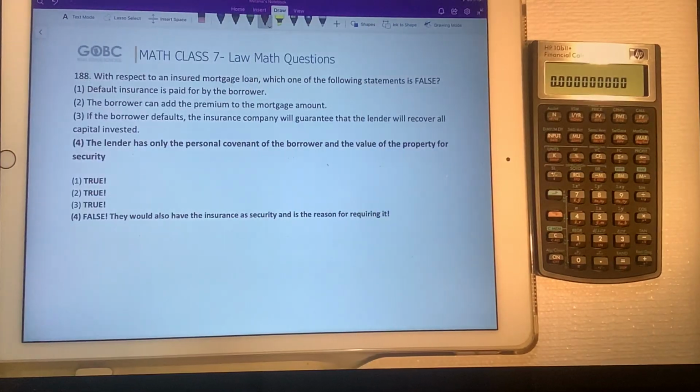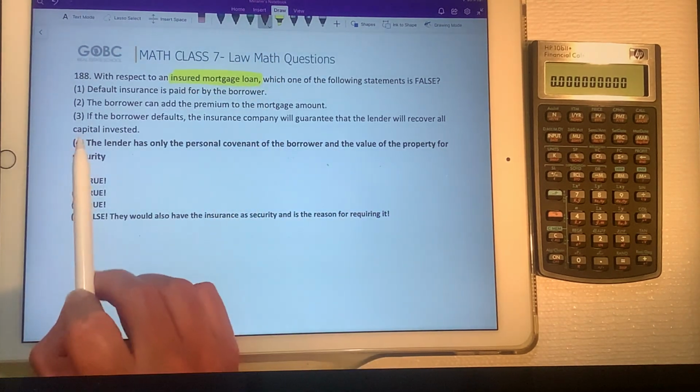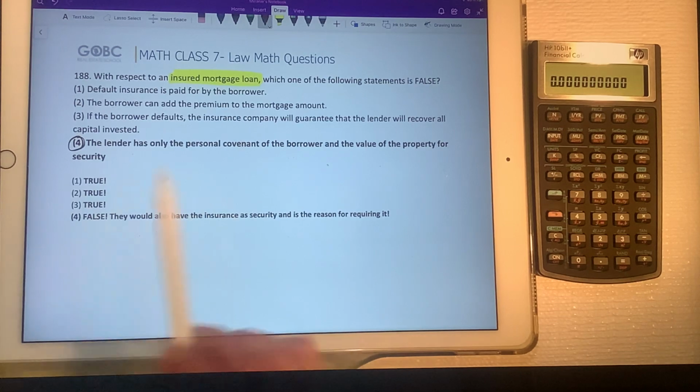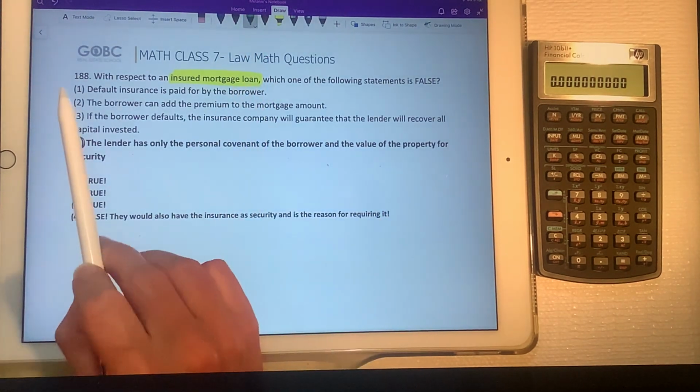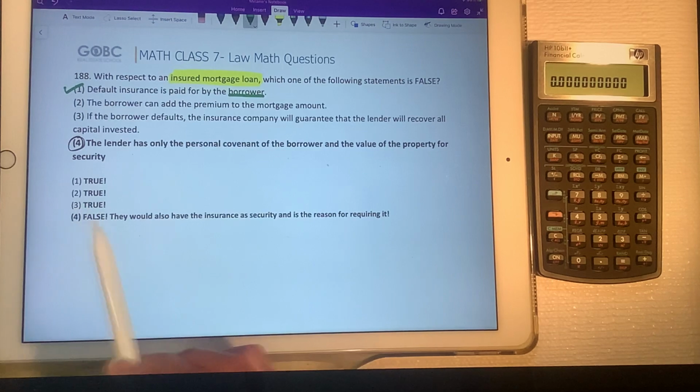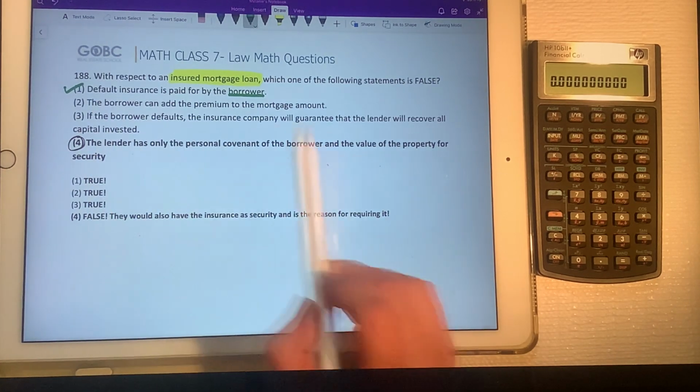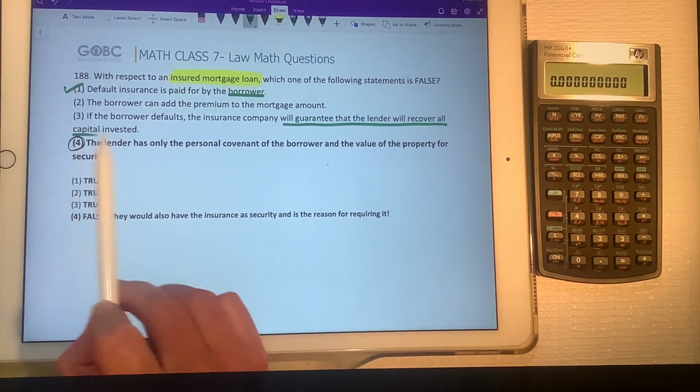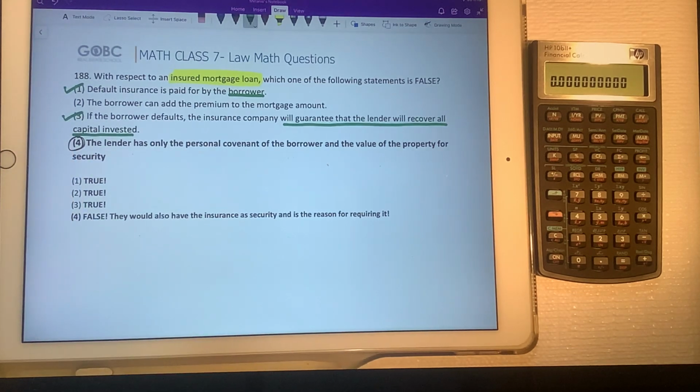Okay, number 188 says with respect to an insured mortgage loan. So that's the key phrase here. We're talking about an insured mortgage loan, and it's asking for which one of the statements is false. So number 4 is false. When you have an insured mortgage loan, the insurance is actually paid for by the borrower. So the borrower pays for the insurance policy that will benefit the lender. This default insurance benefits the lender, because it guarantees that the lender will recover their capital if the borrower happens to default. So the borrower stops making payments and they have to go into the foreclosure process, then maybe this is a way that they can recover some of their capital that the borrower hasn't paid back.